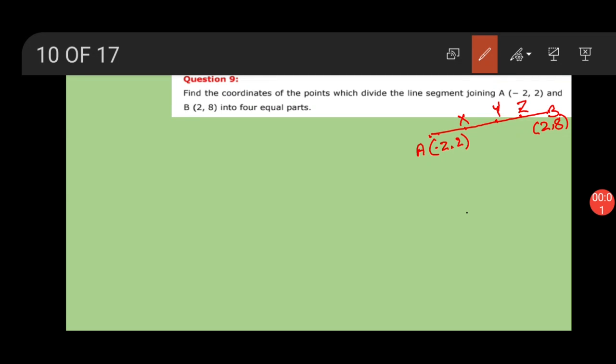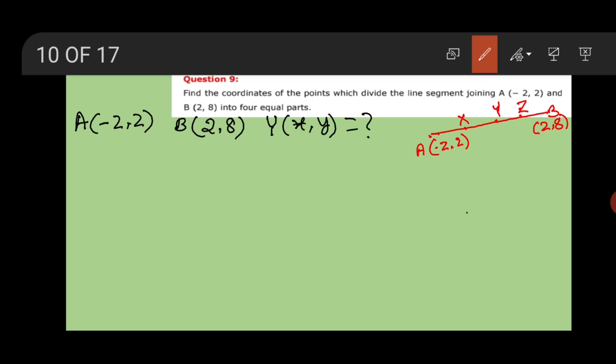Right. Next, let us see the 10th question. Now write the coordinates of point A, (minus 2, 2), and coordinates of B, (2, 8). So we have to find the coordinates of y. Take it as (x, y). We have to find the coordinates of y.